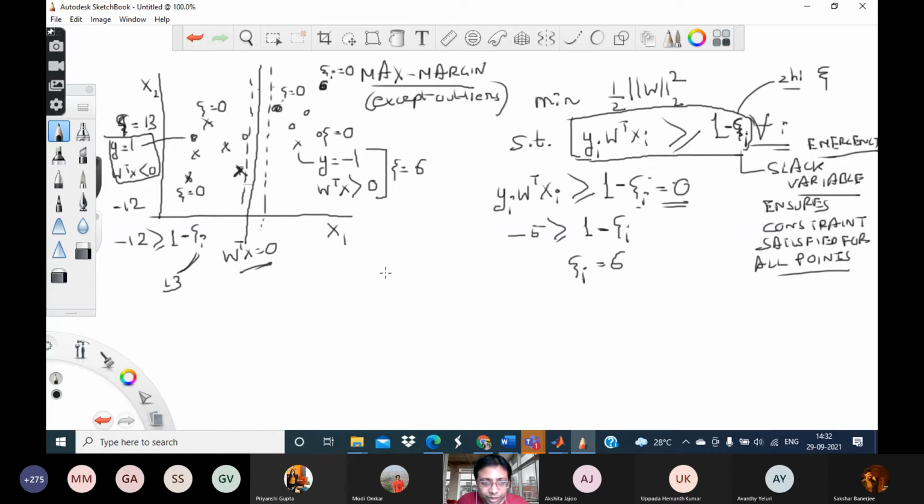So for correctly classified points, what is the value of xi? 0. Right, as I said already, for the points which are going to be correctly classified, I do not need xi. Correctly classified with respect to what? With respect to the marginal classifiers.